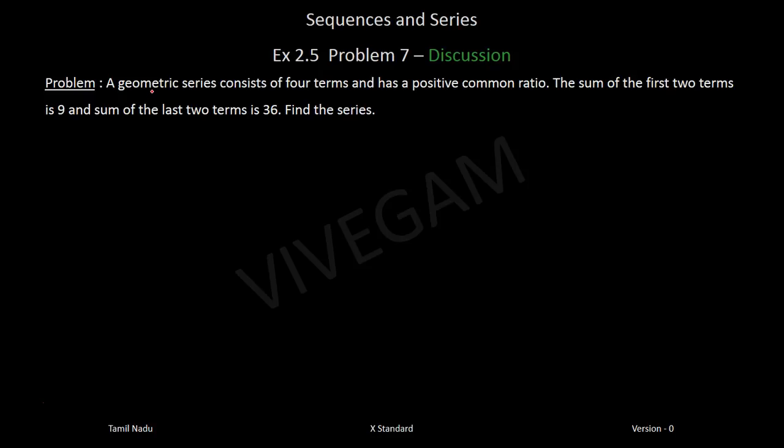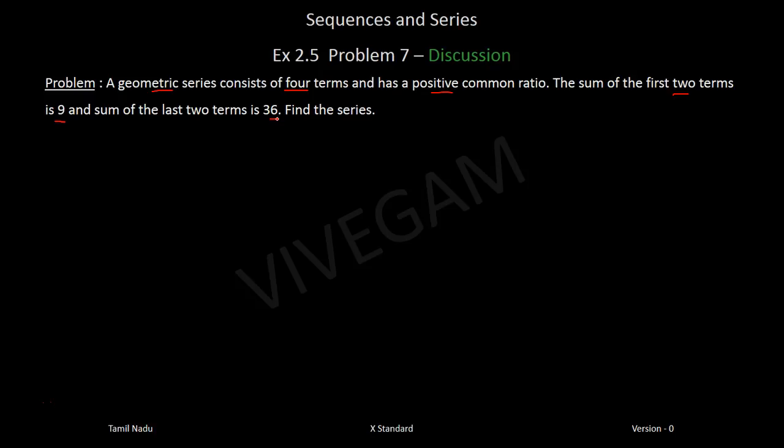As usual, this is a geometric series. It has 4 terms. It has only 4 terms. It has a positive common ratio. There's hidden information here, so it's very important you note it. Positive common ratio. The sum of the first 2 terms is 9. The sum of the last 2 terms is 36.